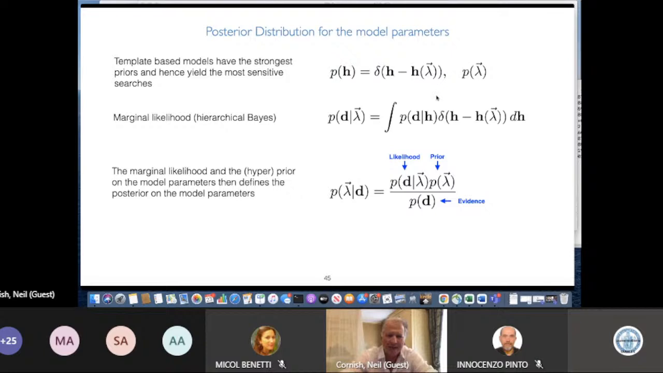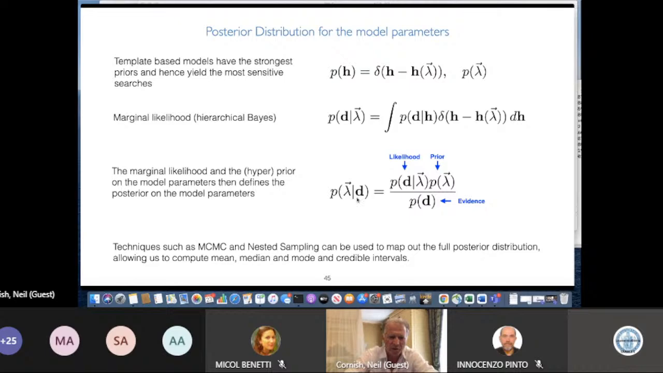That gets you what's known as a marginal likelihood, and your posterior distribution now becomes a posterior distribution on your model parameters. So now your likelihood is this marginal likelihood because you've integrated out the individual samples, which is what PhaseWave actually produces. And this is what you probably mostly see in the LIGO Virgo papers, where we map out these distributions.